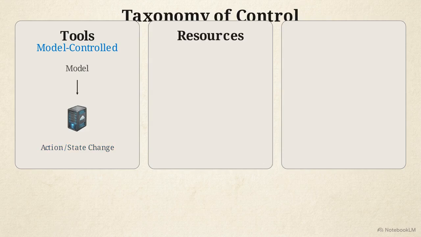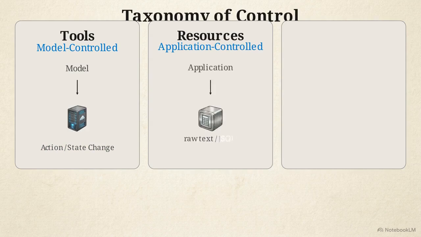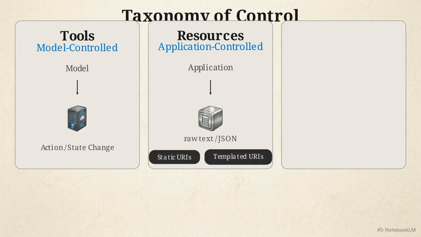Column 2 details the second primitive, resources. Resources are application-controlled. The model cannot take action on them or change their state. They are used by the application to expose read-only context, handling specific MIME types like raw text and JSON data. Developers configure direct resources with static URIs, or templated resources that use dynamic parameters to fetch data.